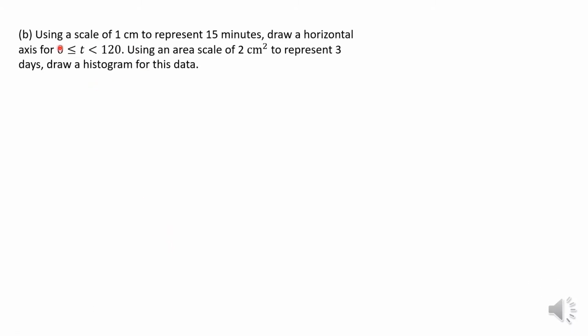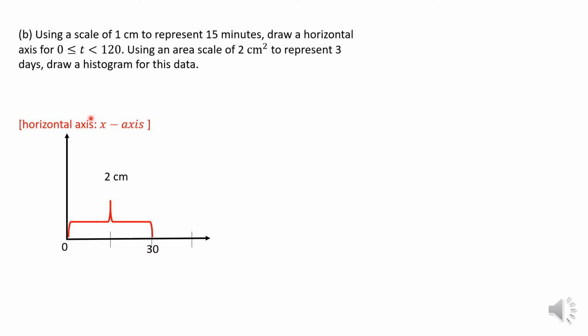Right, so they are saying here you are using a scale of 1 centimeter to represent 15 minutes. All right, draw a horizontal axis from 0 to 120, and then using an area scale of 2 square centimeters to represent 3 days, draw a histogram for this data. So first of all, let's look at what the horizontal axis looks like. From 0 to 15 is 1 centimeter, so 2 centimeters will be 30.